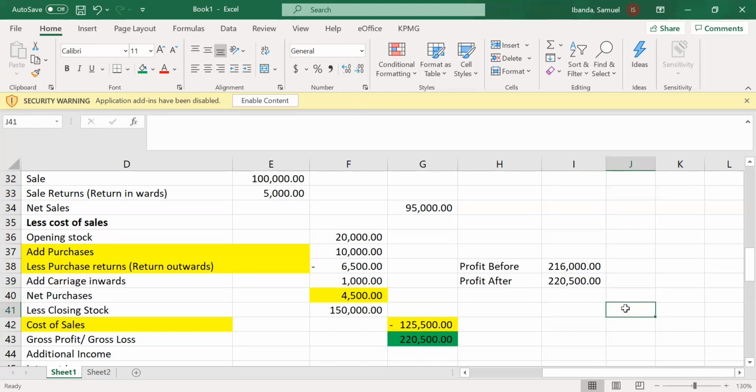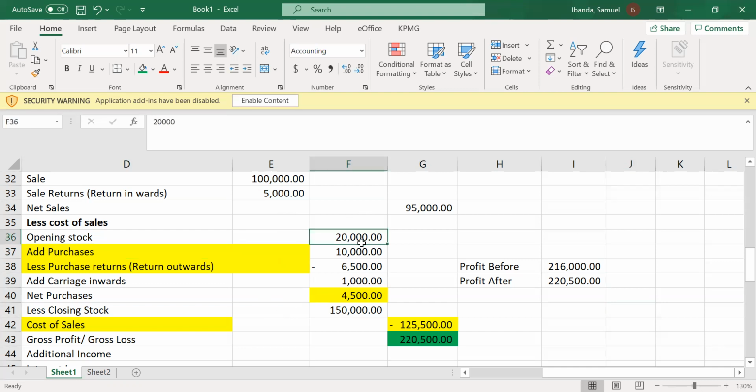The profit we are getting is 220. So we are seeing that this is telling us that the more our purchase returns increase, the more our profits also increase. The higher the purchase returns, the higher the profits. Let's just try to study it a little more.